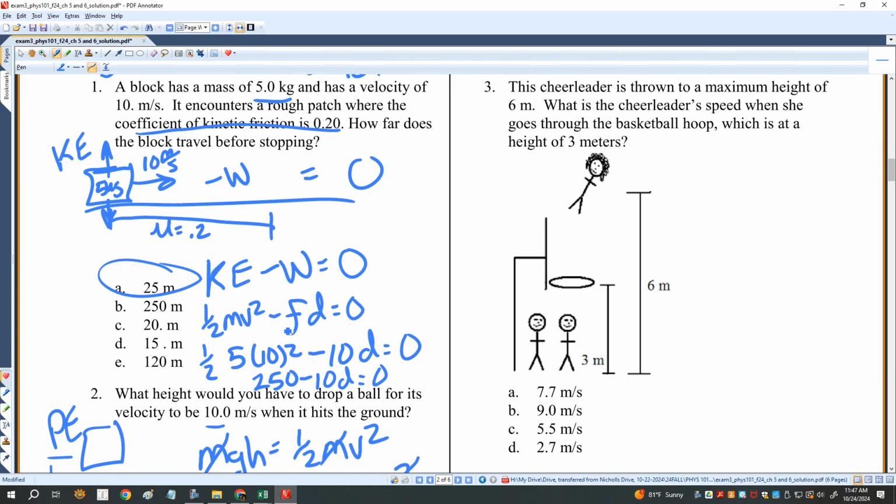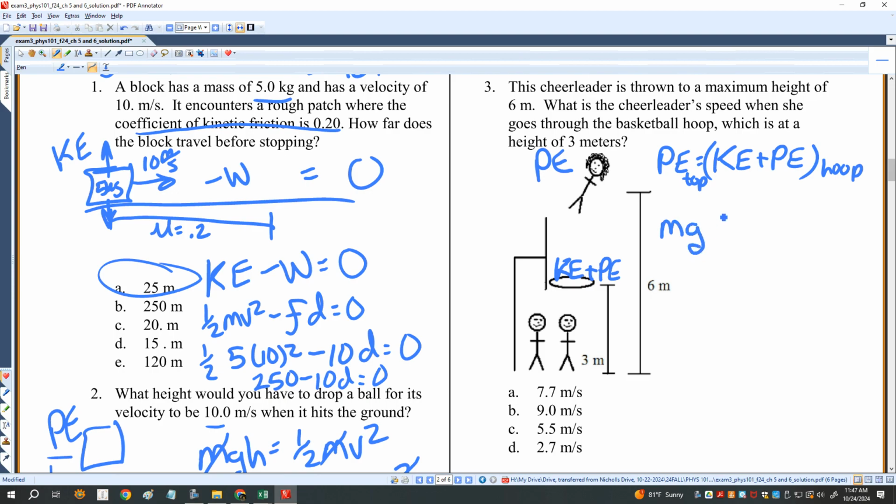This cheerleader is thrown to a maximum height of 6 meters. What is her speed when she goes through the basketball hoop at a height of 3 meters? So up here, she has potential energy, and here she has kinetic energy plus potential energy. I'm going to set those two equal. This is at the hoop. This is at the top.